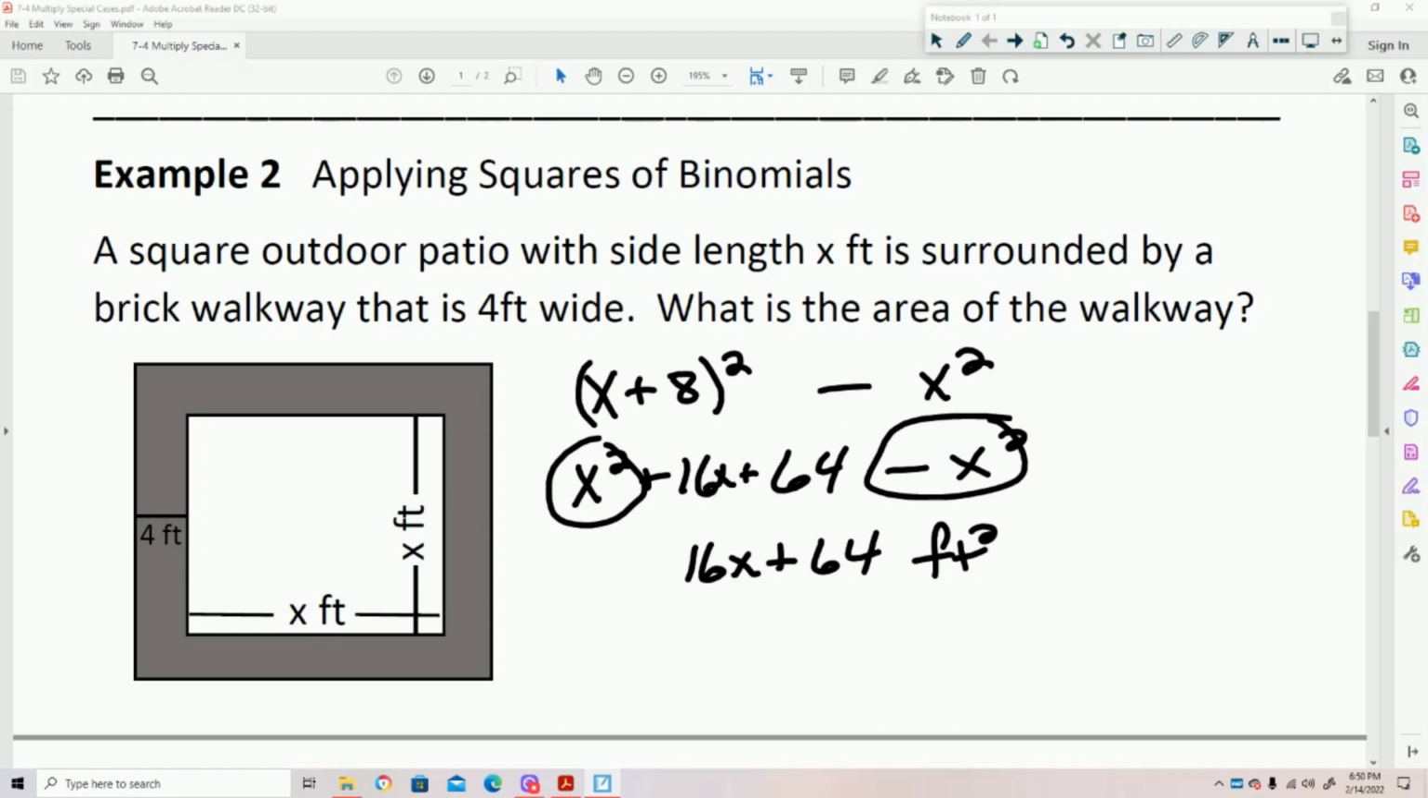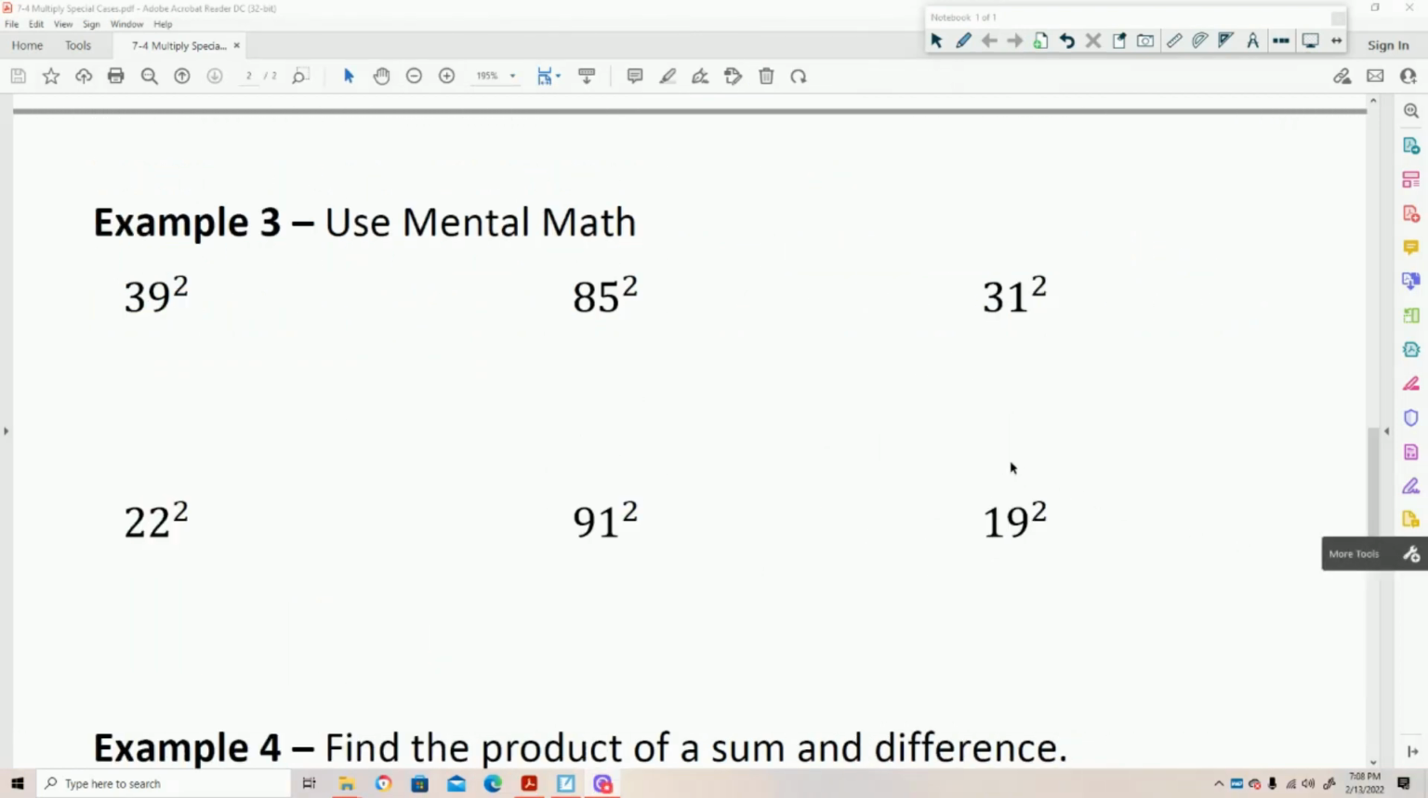And then once again, this is just a word problem, but once you are able to know the length of this inner square, you can just plug that length in, and that will give you the area of this walkway all the way around the patio. Now we're going to look at a way you can use mental math with binomial squaring.